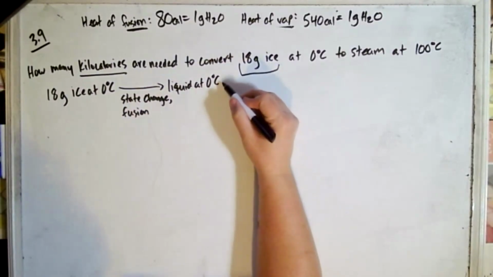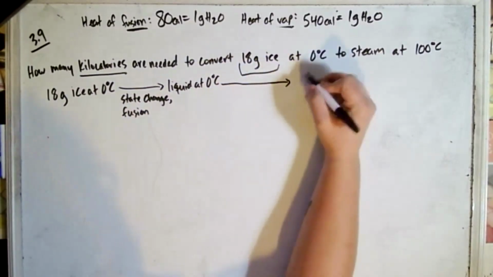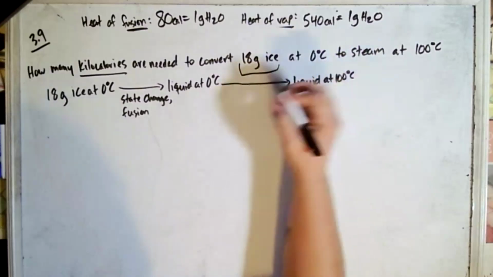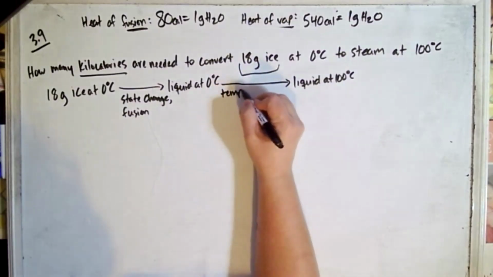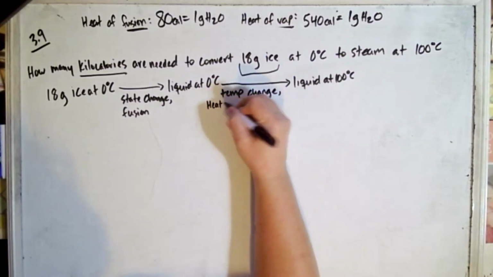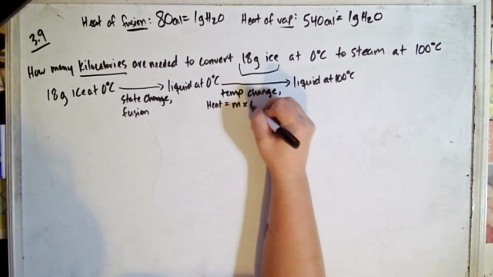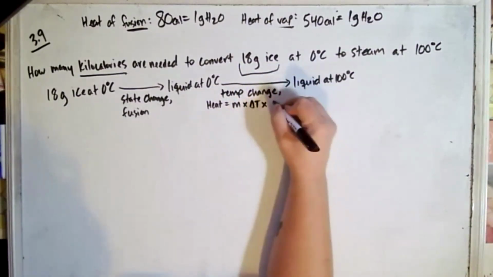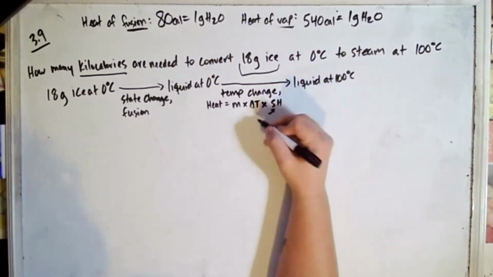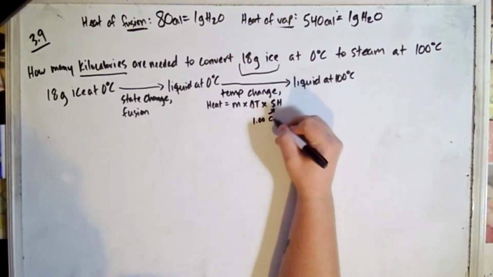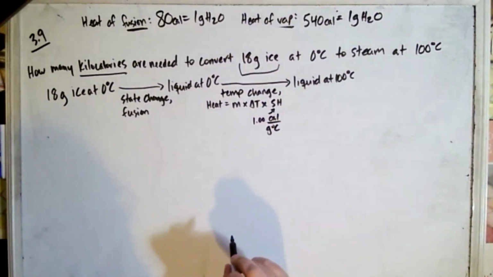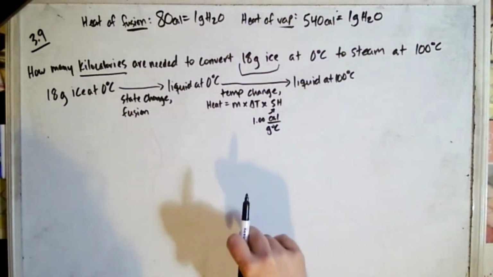Then we're going to take our liquid that's at 0 degrees Celsius and raise the temperature so that it's liquid at 100 degrees Celsius. This is going to be our temperature change, and for our temperature change, we're going to need our heat equation: mass times delta T times specific heat. In this case, because we're working with calories, our specific heat is going to be 1 calorie per gram degree Celsius. That's the specific heat for water when we're using calories instead of joules.